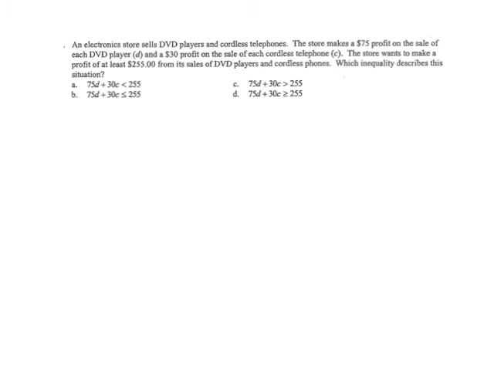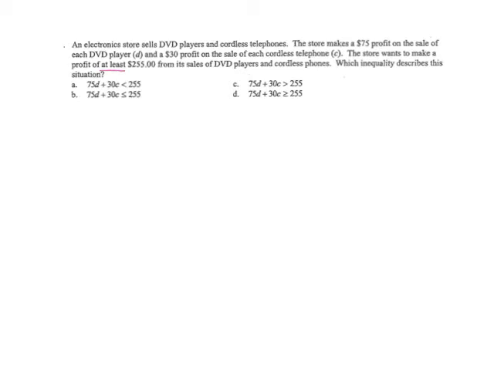An electronics store sells DVD players and cordless telephones. The store makes a $75 profit on the sale of each DVD player and a $30 profit on the sale of each cordless telephone. The store wants to make a profit of at least, again that keyword at least, $255 from its sales of DVD players and cordless phones. Which inequality describes this situation? Not always the word at least, but you could also see at most.